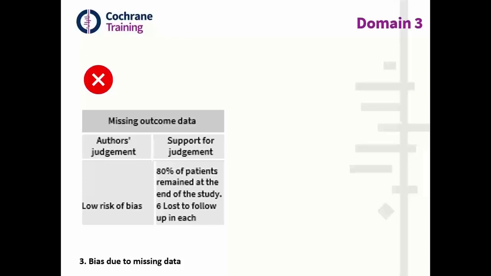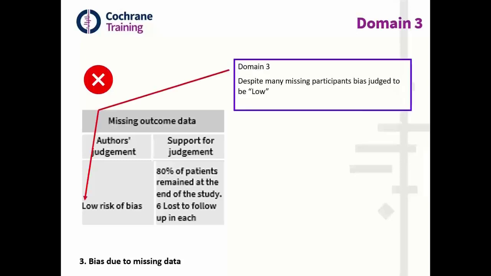Similarly, in domain 3, we're finding that people aren't answering all of the signalling questions and not using the algorithm for their bias judgment. So in this case, 80% of participants were lost to follow-up, but authors conclude because they were lost equally from each arm that risk of bias is low.